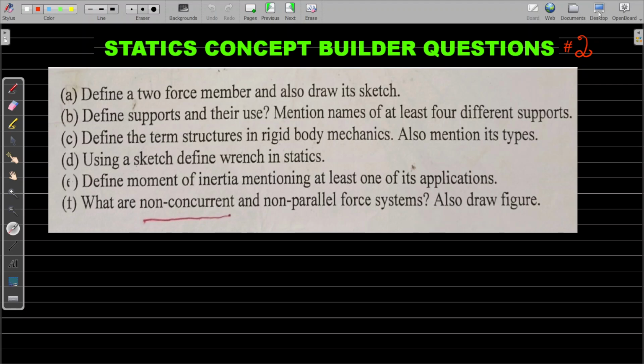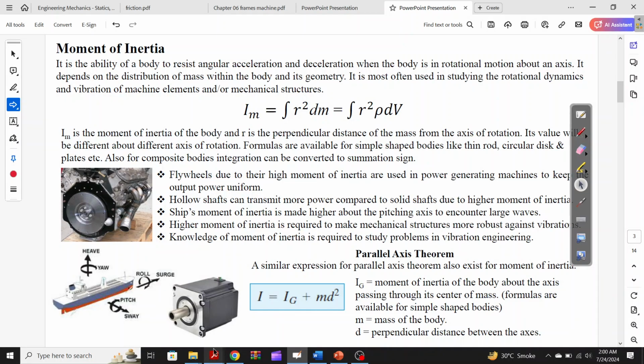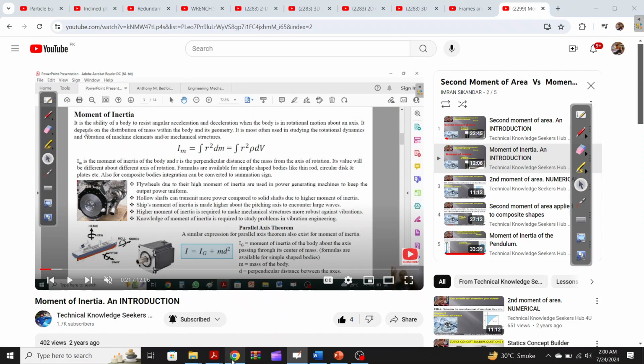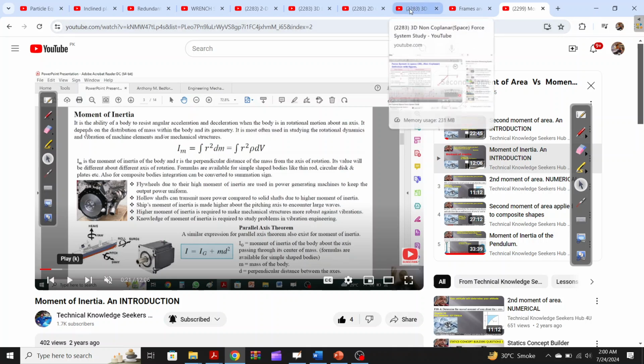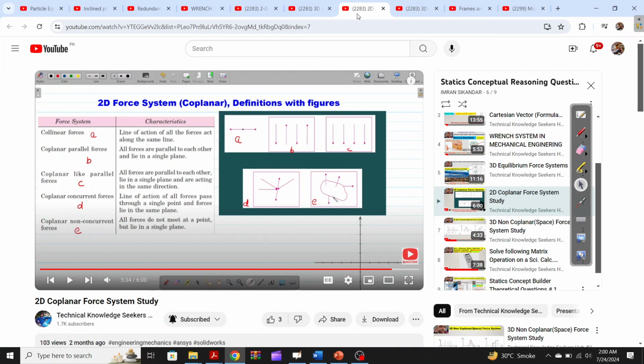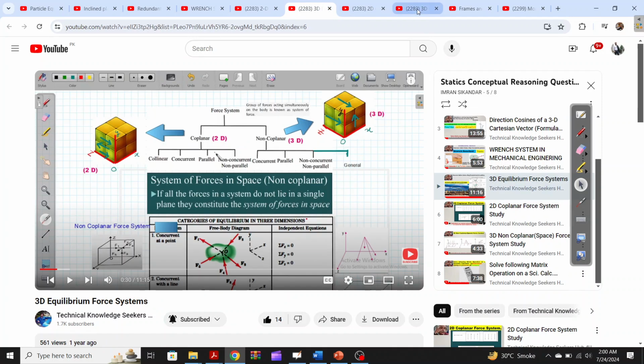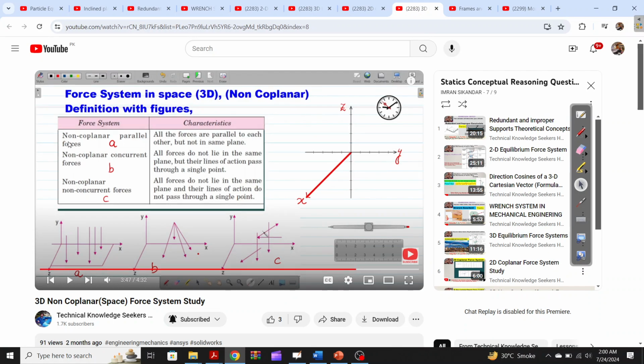Okay, so if you look at this explanation that I have given you, I have shown many systems for you. For non-coplanar and non-concurrent force systems, you have to look up this video of yours. This explains everything. A is a non-coplanar parallel force system. B is a non-coplanar concurrent force system explained over here, and C is a non-coplanar non-concurrent force system.